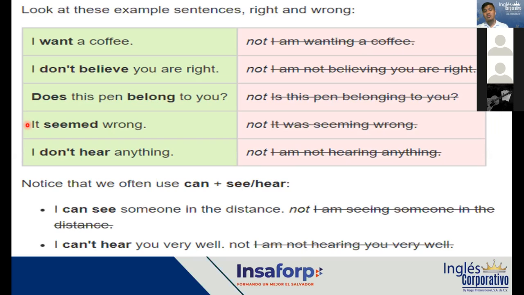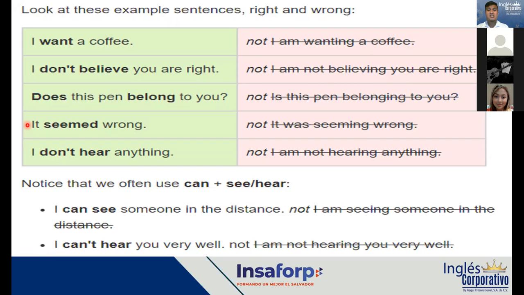When we have the verb see and the verb hear, para no utilizarlos en continuous, we can use can. ¿Qué es can, guys? What's that? Poder. Poder, but gramaticalmente hablando, ¿qué es? Ya vimos model verbs. Model verb. Excellent. That's a model verb, can. So we can use the model verb can so we don't make mistakes.